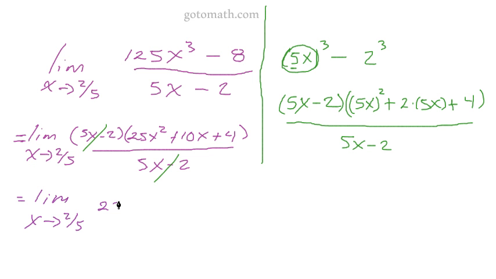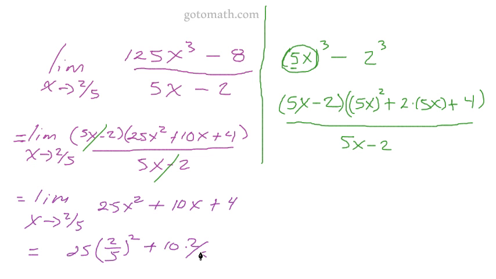And so we end up with 25x squared plus 10x plus 4. And then we go ahead and do our direct substitution, plugging 2/5 in. Well, I'm running out of time here. Plus 10 times 2/5 plus 4. Okay, let's pause.